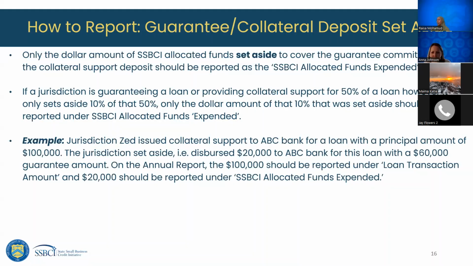Jurisdiction Z issued collateral support to ABC Bank for a loan with a principal amount of $100,000. The jurisdiction set aside, i.e. disbursed, $20,000 to ABC Bank for this loan that had a $60,000 guarantee amount. On the annual report, the $100,000 should be reported under loan transaction amount and $20,000 should be reported under SSBCI allocated funds expended. And it would be the $20,000 because that is the amount that the jurisdiction set aside for this transaction.